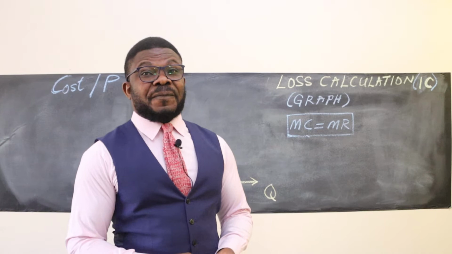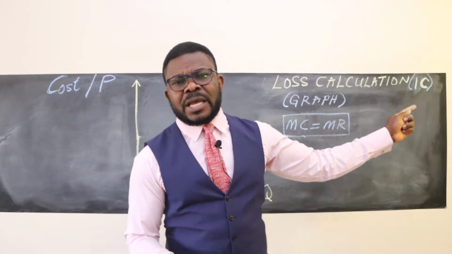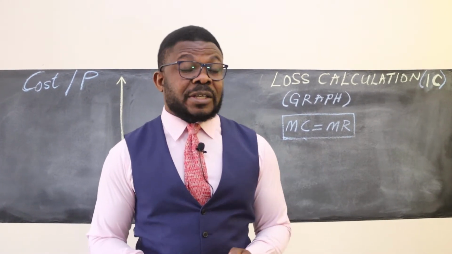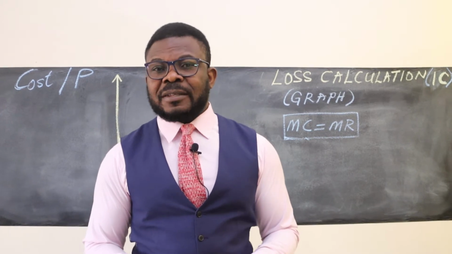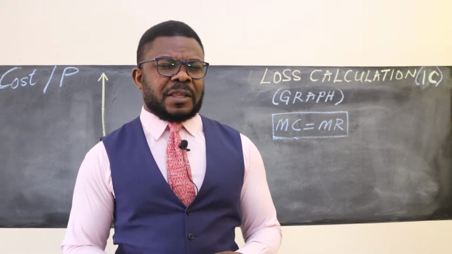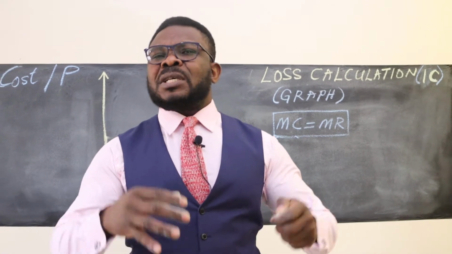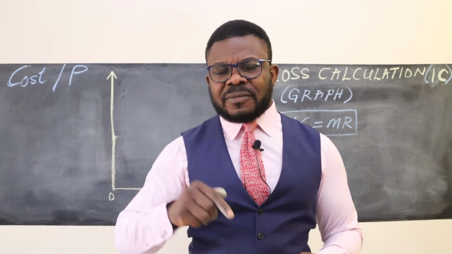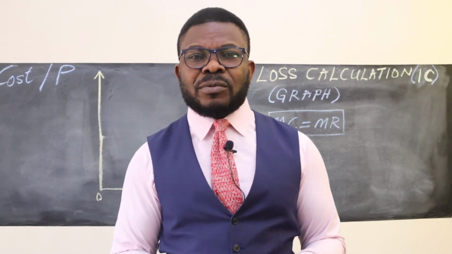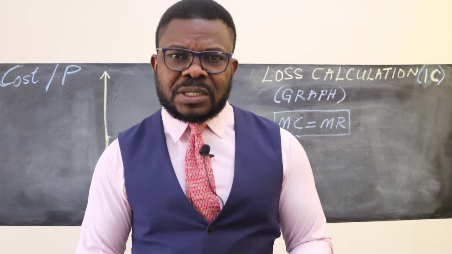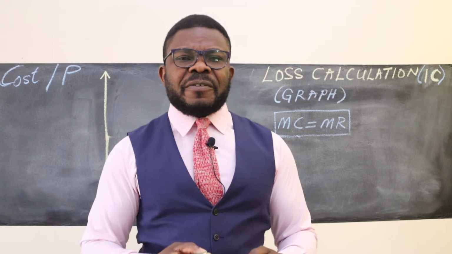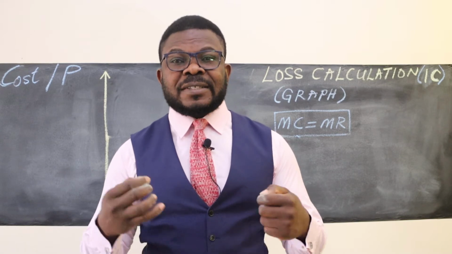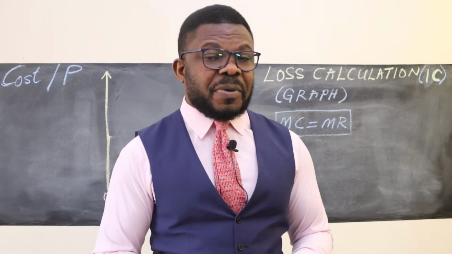Calculation of loss for imperfect competition. The imperfect competitive firms include monopolistic competitors, oligopoly, and monopoly. They are normally called imperfect because they have two different lines, one for the demand curve and the other for marginal revenue. Unlike perfect competition, where marginal revenue, average revenue, demand, and price are all the same, it's not the same for imperfect competition.